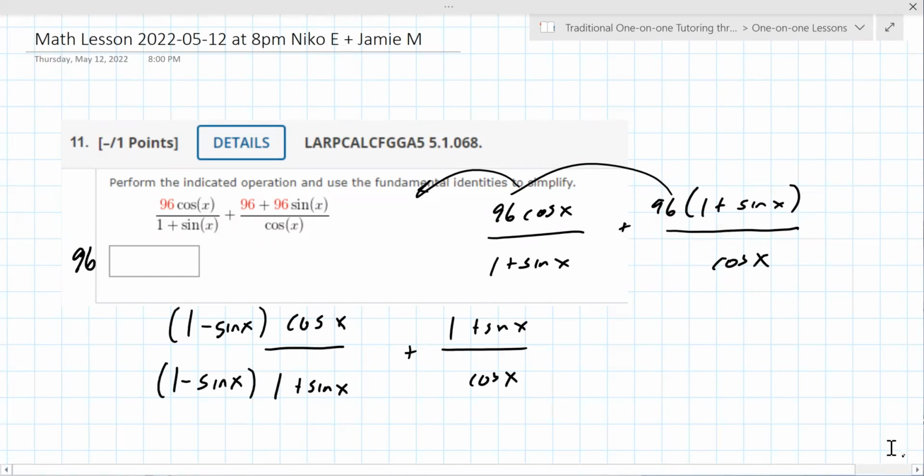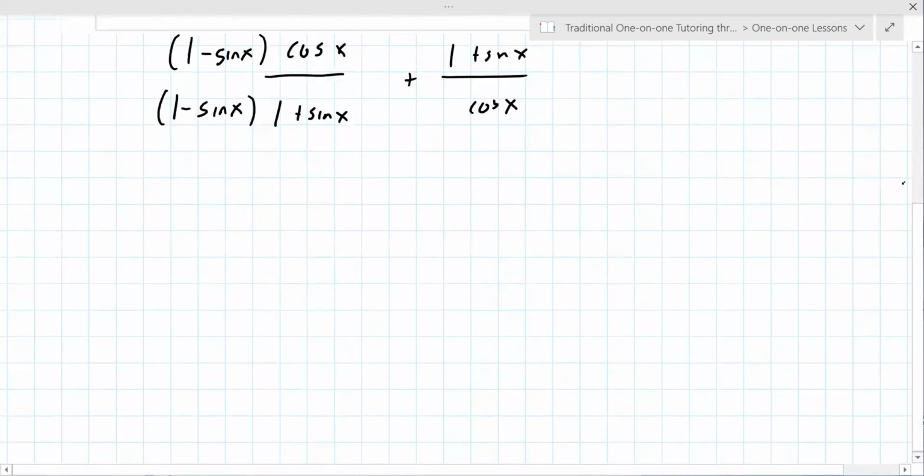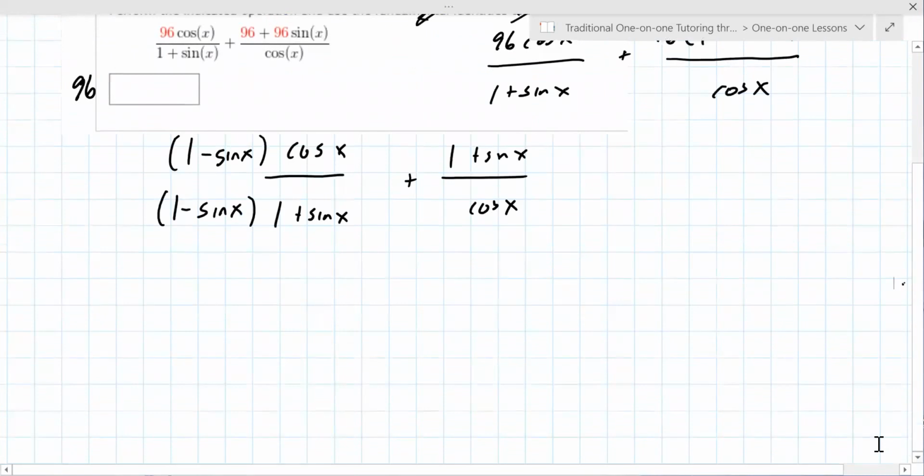Jamie, do you have a similar problem, or did you already solve this one? Mine's very similar.